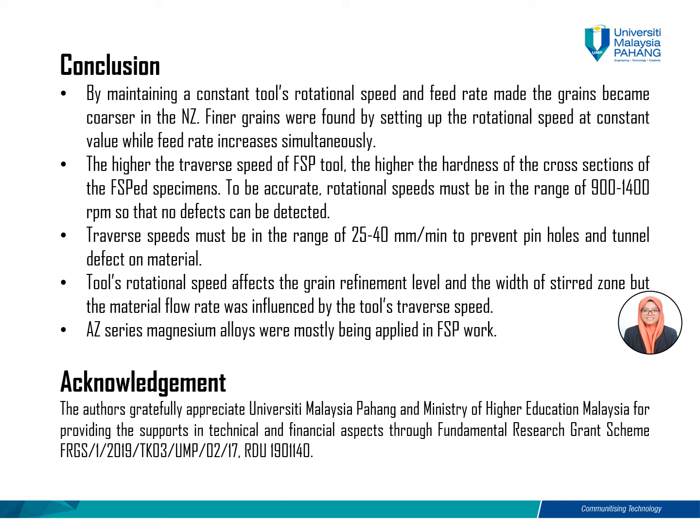To be accurate, rotational speeds must be in the range of 900 to 1400 rpm so that no defects can be detected. Besides, traverse speeds must be in the range of 25 to 40 mm per minute to prevent pinholes and tunnel defects in the material. Researchers believe that the tool's rotational speed affects the grain refinement level and the width of the stirred zone, but the material flow rate is influenced by the tool's traverse speed. AZ series magnesium alloys were mostly applied in FSP work.